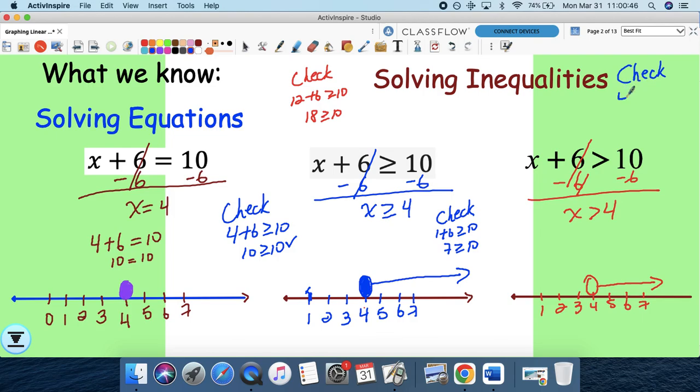So if I put in 4, I get 4 plus 6 is greater than 10. 4 plus 6 is 10. And is 10 greater than 10? It is not. So 4, again, like I said, is not part of the solution. Therefore, this circle here is not shaded.